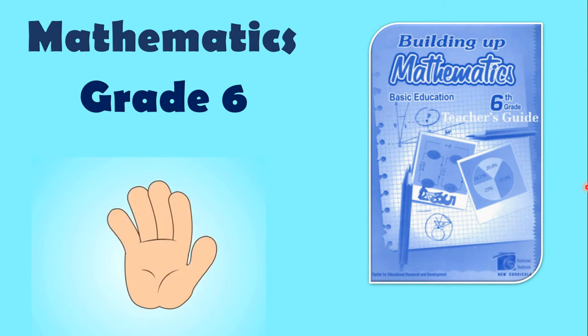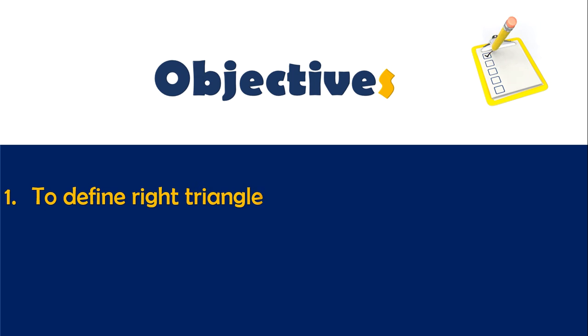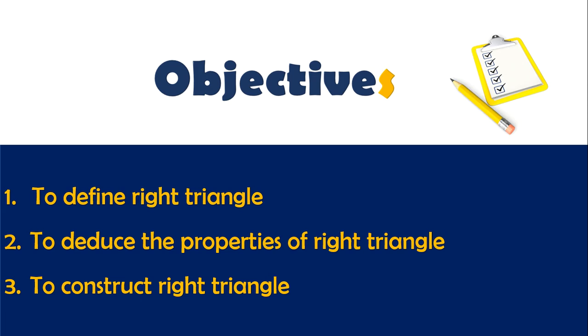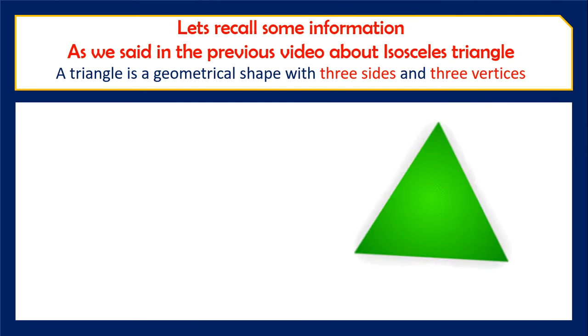Let's see our objectives. Our first objective is to define a right triangle. Our second objective is to deduce the properties of right triangle. Our third objective is to construct a right triangle.